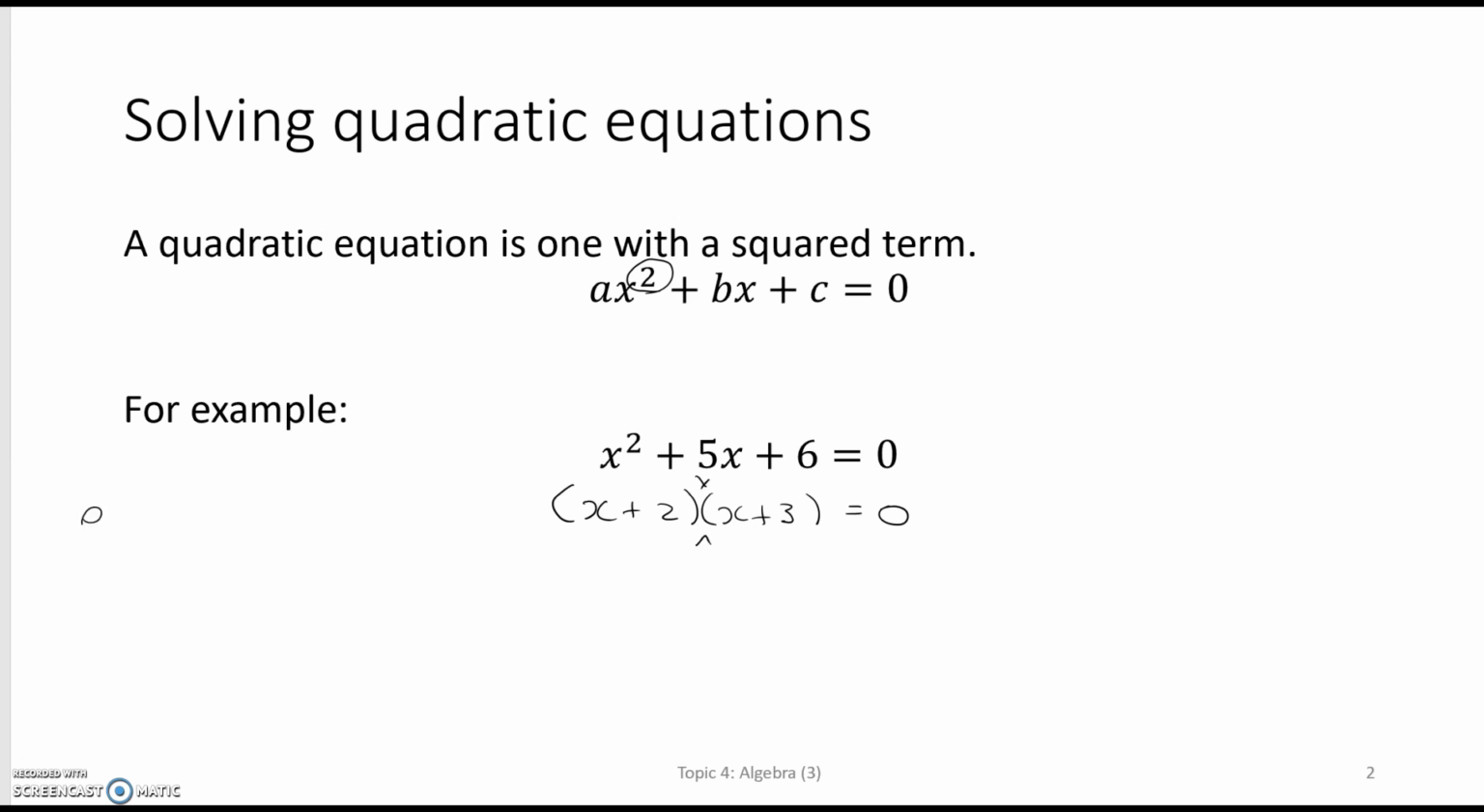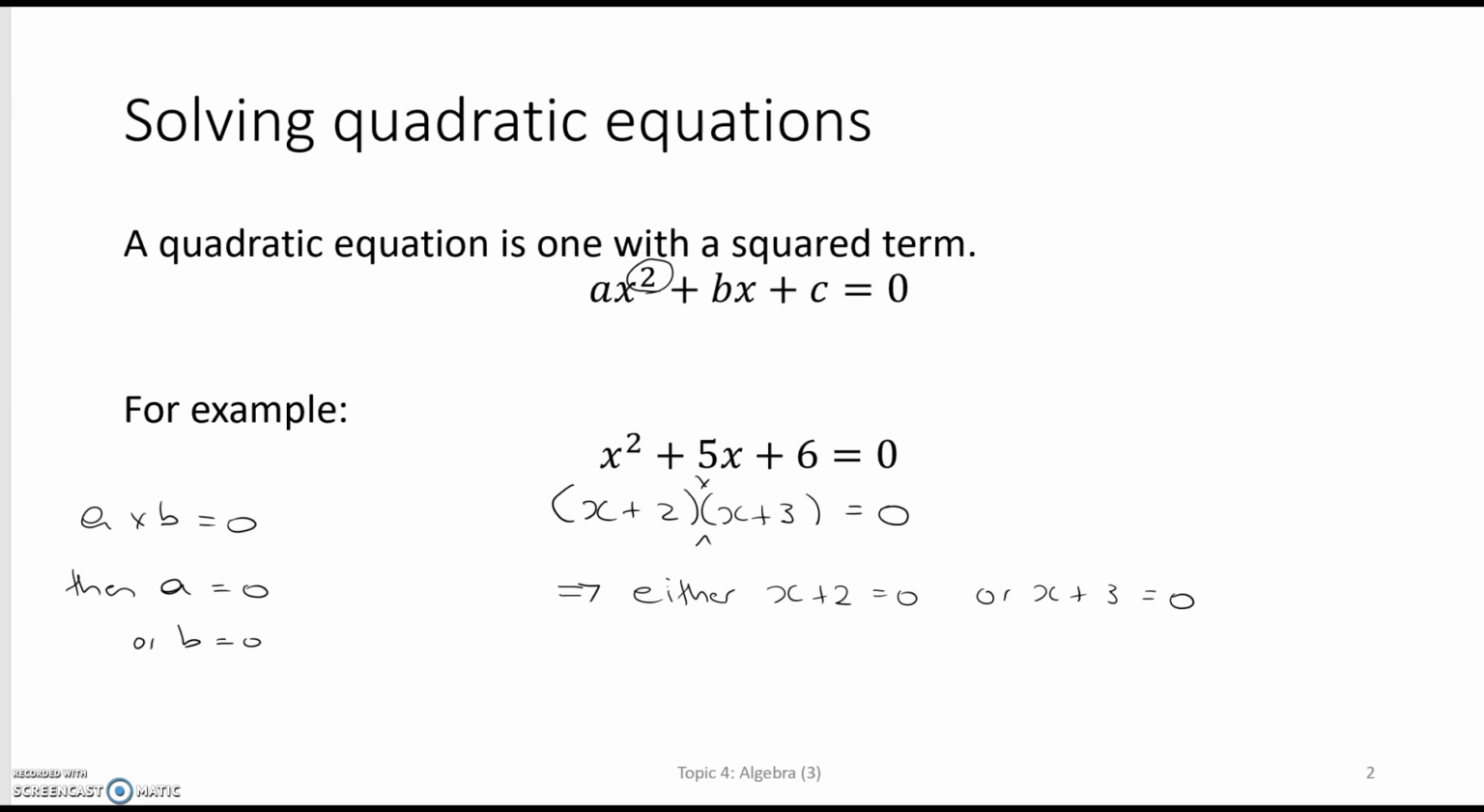Now, if we think a times b equals 0, in other words, if two numbers multiply together to make 0, then either a is 0 or b is 0. So either one of the numbers is 0 or the other one is 0. So we apply the same logic here. We've got that x plus 2 times x plus 3 equals 0. So either x plus 2 equals 0 or x plus 3 equals 0.